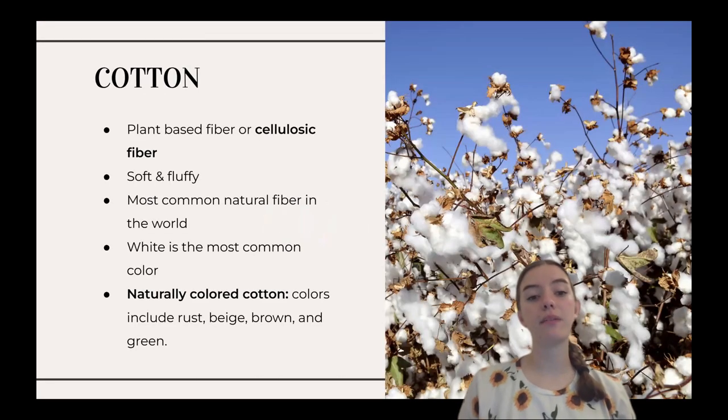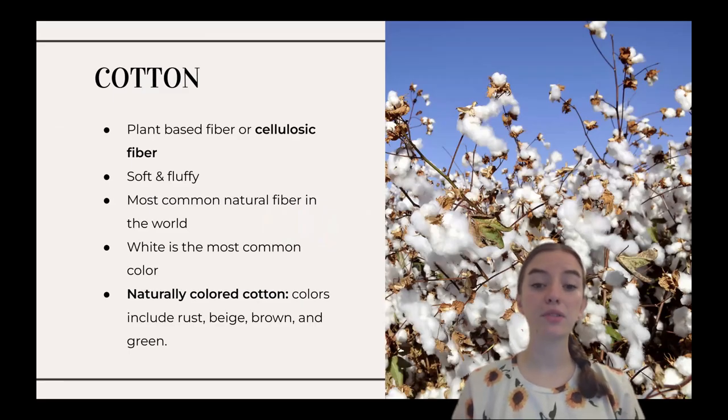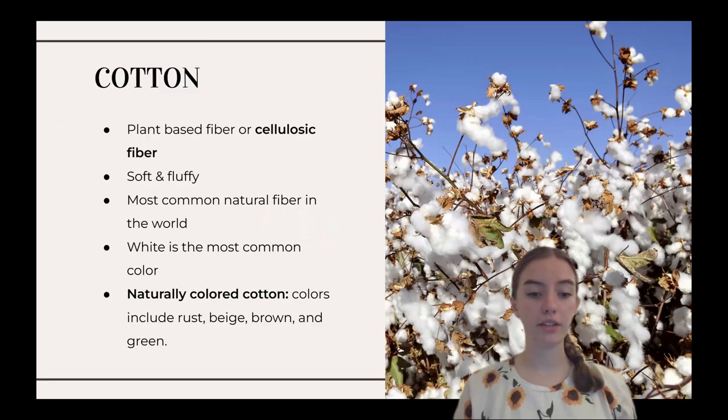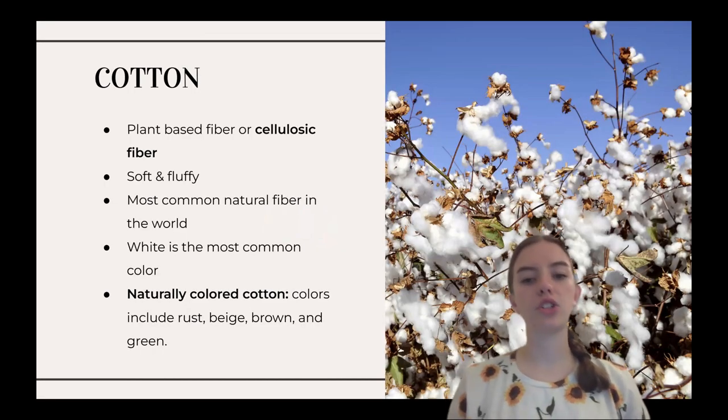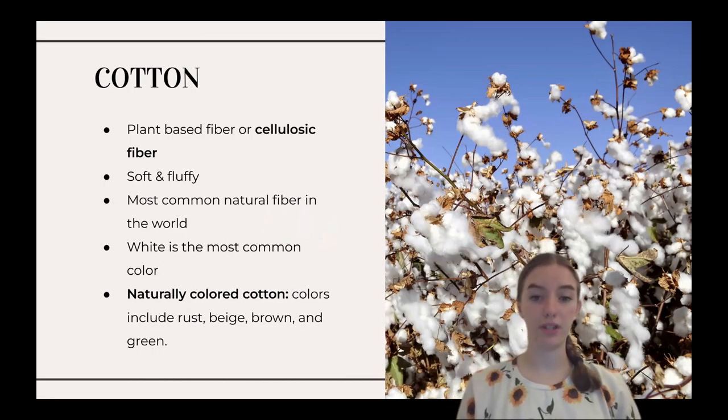Cotton is a plant-based fiber, and this more technical term is a cellulosic fiber, and it's soft and fluffy. It's the most common natural fiber in the world, so it's used a lot. It's commonly white, but it can also be other colors that are natural, which means that it's those colors without even dyeing it. And those colors usually include rust, beige, brown, and green.